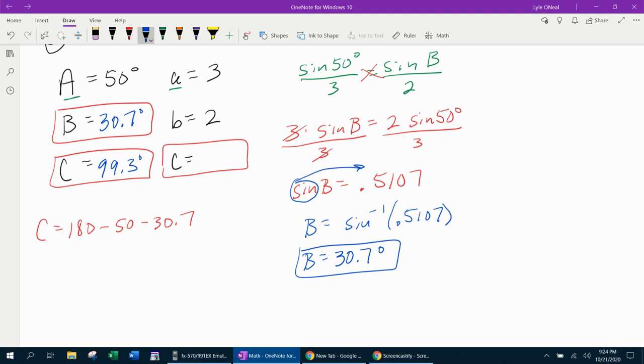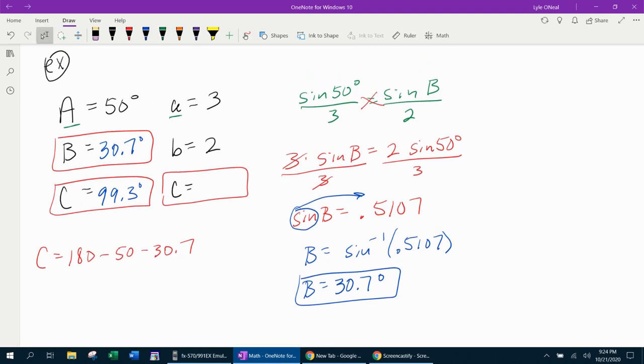And we've got one more piece to find. Guess how we're going to find it? That's right. We're going to use the law of sines again. Hey, it's good to recycle. 50 and 3, we're going to recycle that. Now we're looking for little c, which means we need to use angle C. And now that we have our proportion, we can cross multiply.